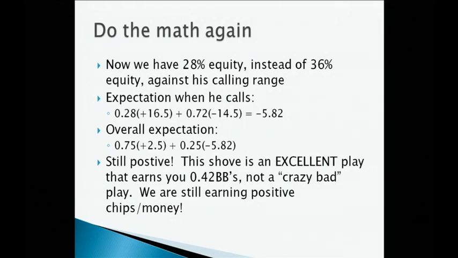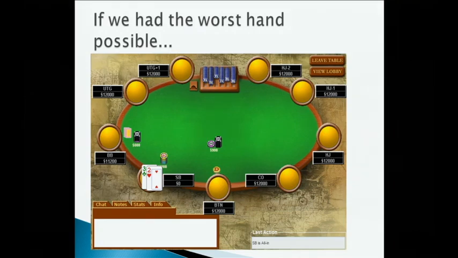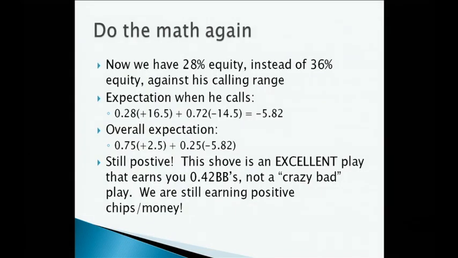So you do the calculation and you find that this is still an excellent play. So going all-in with 3-2 offsuit is actually not a crazy bad play. It looks like a crazy bad play on paper. And I'll tell you, in reality, it is a crazy bad play. But according to this calculation, it's actually not a crazy bad play. You're actually earning 0.42 big blinds. Okay, so what's wrong? What's wrong? Why does our calculation say 3-2 off is a good play?